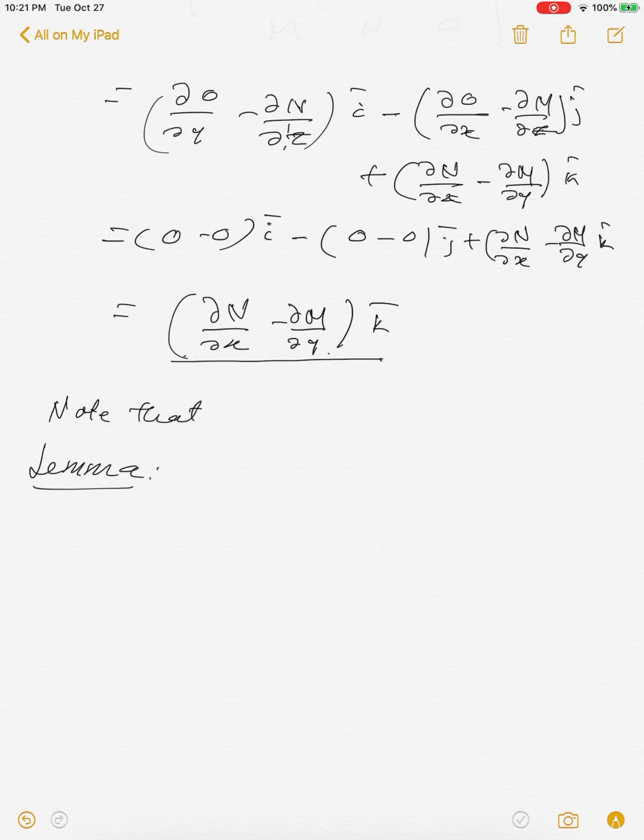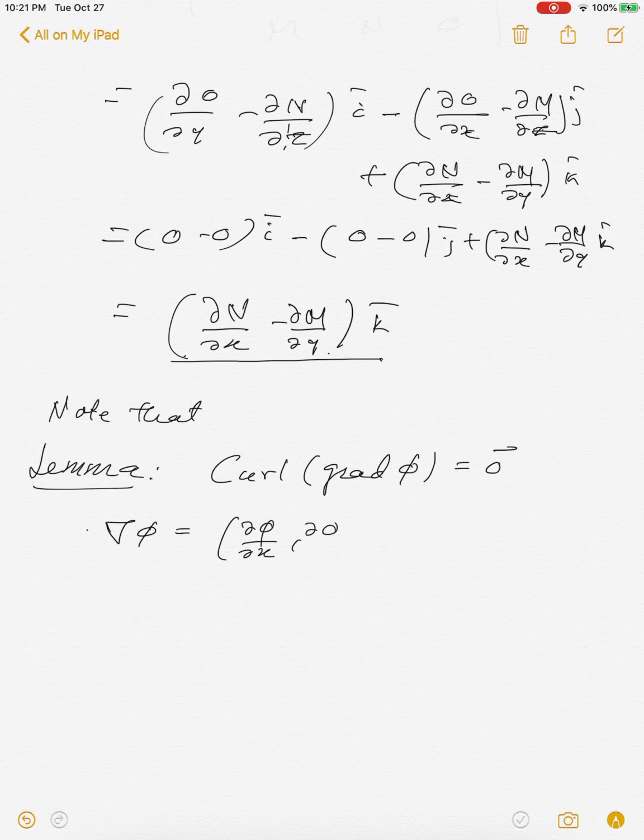So note that the curl of the gradient of a vector field is always 0. So lemma. That means if a vector field comes as a gradient of a scalar field, its curl is always 0. So if you are interested in finding the conservative vector fields, it follows that if a vector field is conservative, its curl is 0. And the converse is also true. This is the generalization of the previous theorem, provided of course the domain is simply connected. So lemma: curl of grad phi is always a 0 vector field. Let's prove this.